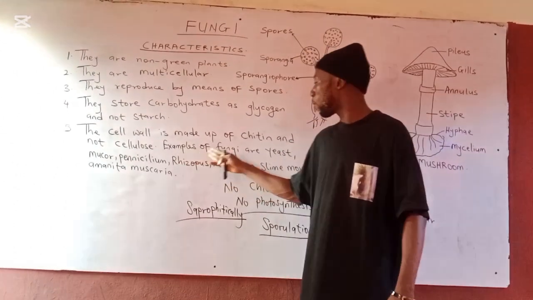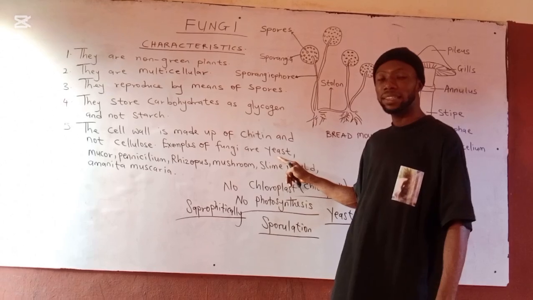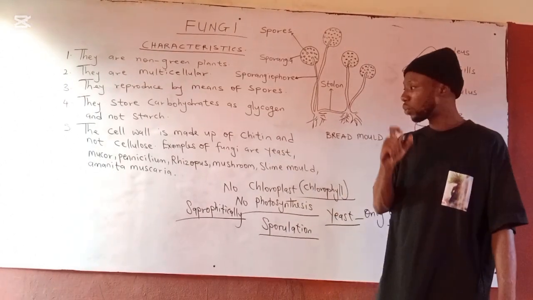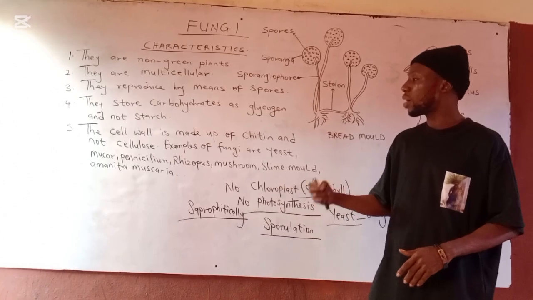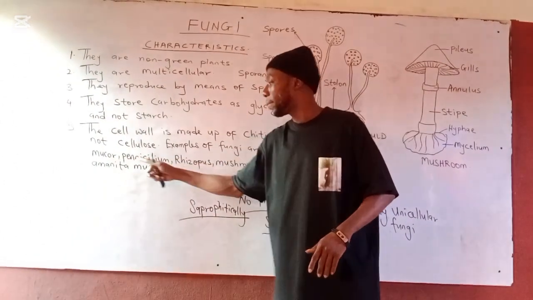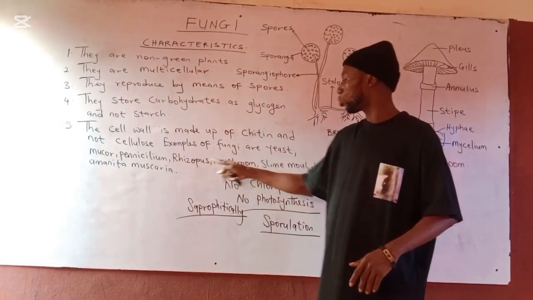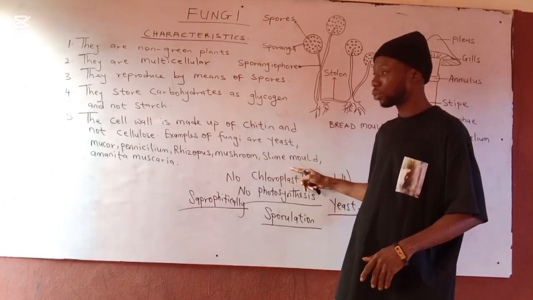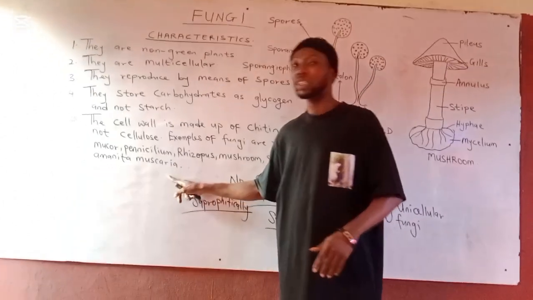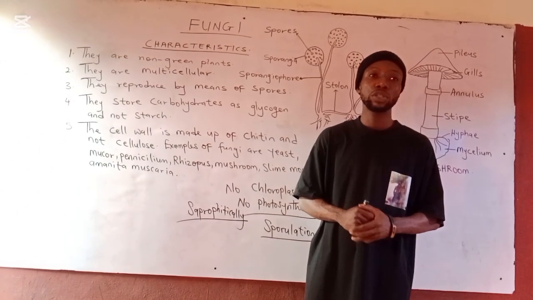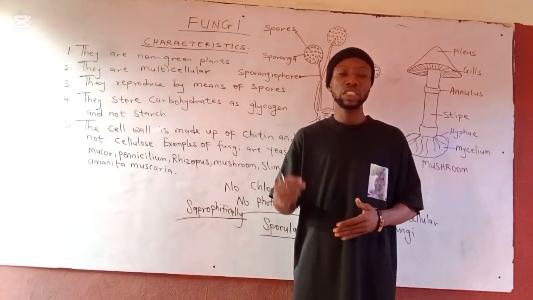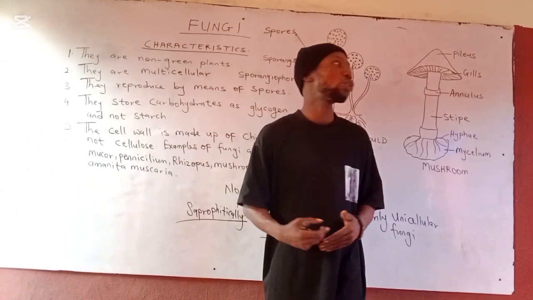Examples of fungi are yeast. Yeast is the only unicellular fungi. Others are multicellular. Multicellular fungi are mucor, penicillium, rhizopus, mushroom, slime mold, Amanita muscaria. Amanita muscaria is known as a poisonous fungi. Some textbooks describe it as a poisonous mushroom.